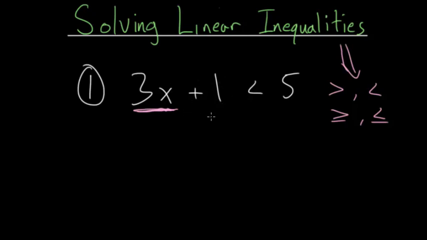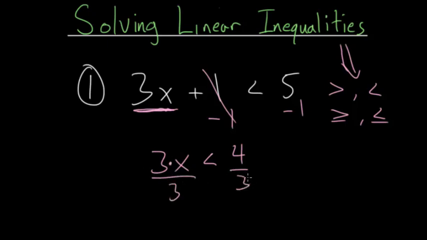So this plus 1 we need to get rid of, and we can cancel that out by subtracting 1 from each side, since plus 1 minus 1 cancel out and give us 0. And then we have 3x is less than 4. And from here, we want to get rid of this multiplication by 3, and we can cancel out multiplication with division, so that x is less than 4/3. And if you want to know what this is as a decimal, it is 1.33 repeating.